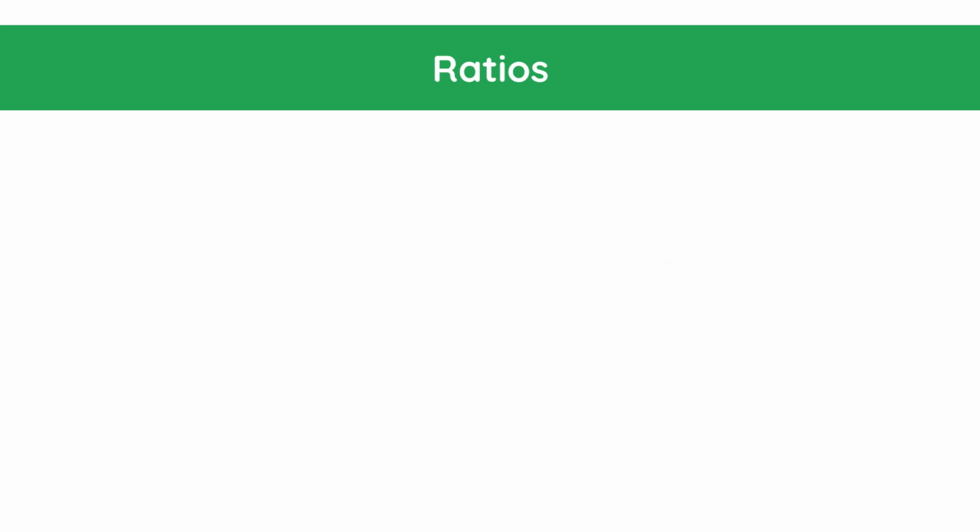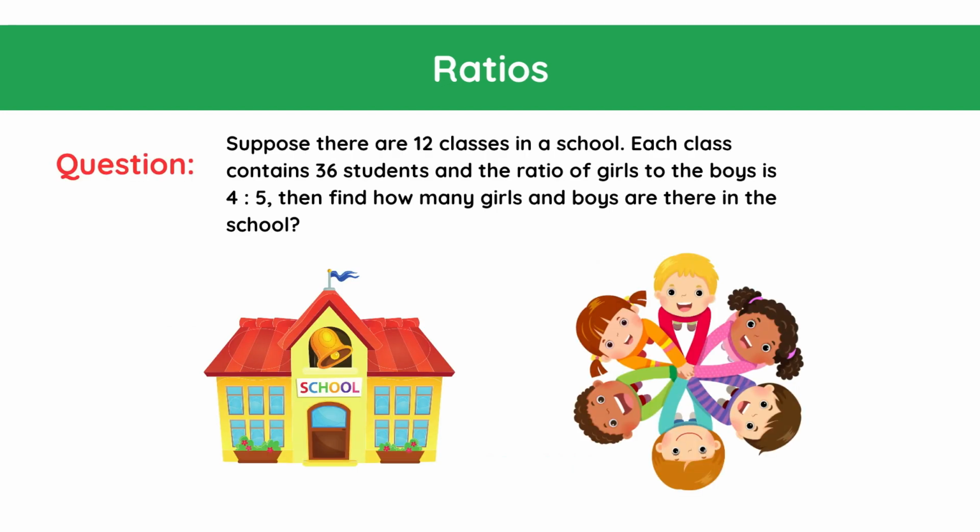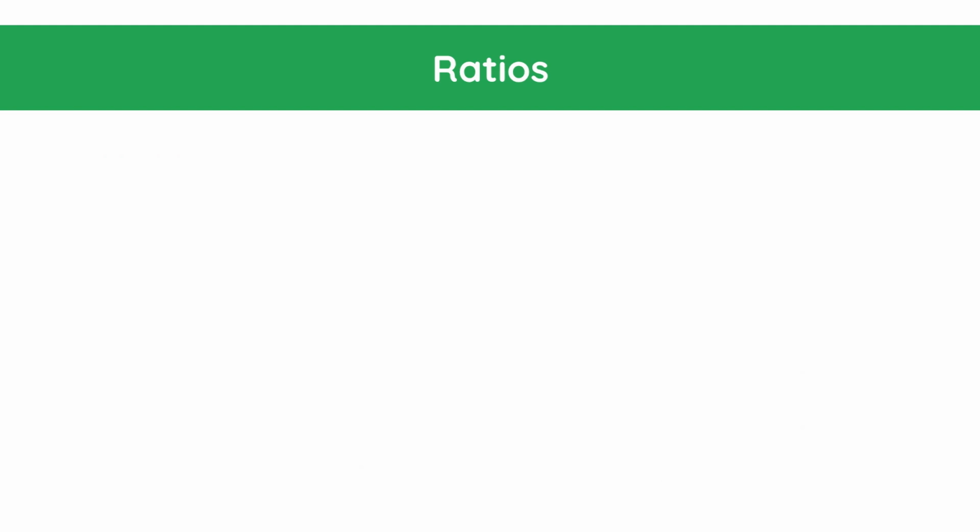Now let's look at a more complex past paper question. The question says, suppose there are 12 classes in a school. Each class contains 36 students. The ratio of girls to boys is 4:5. Find how many girls and how many boys there are in the school. Let's break this down step by step.